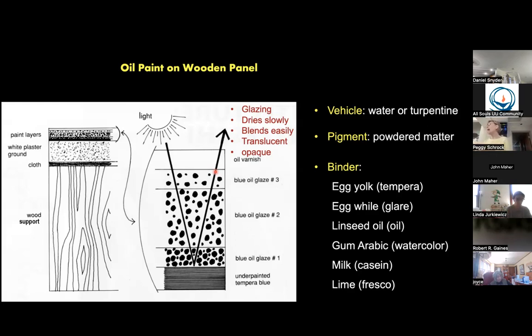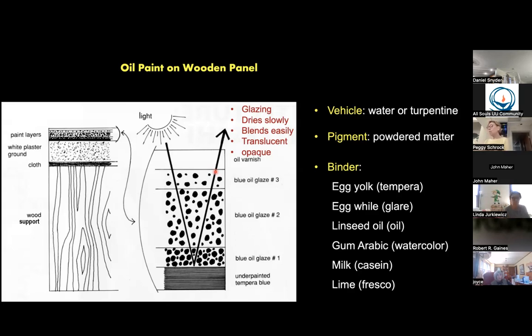You have to have a binder. You have to have something that locks it together. And that binder is what determines what kind of paint it is. There's only one kind that has turpentine as a vehicle, and that's oil paint. Of course, it is not water-based, so its vehicle is turpentine. But if you use egg yolk as a binder, you have tempera paint. If you use egg white as a binder, you have glaire.